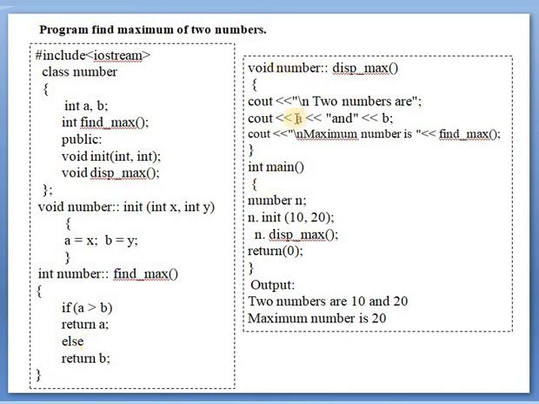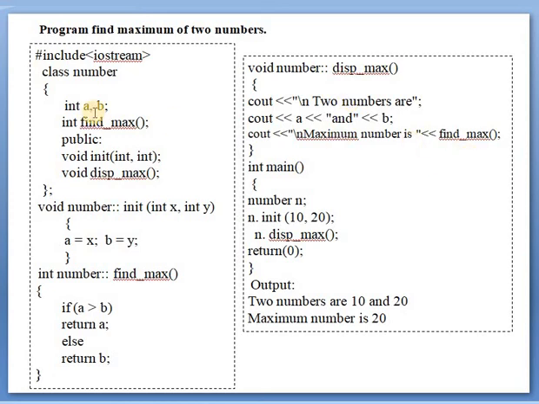Now void Number, here we are defining the display function, the displaymax function. So here the 2 numbers are a and b. Now the maximum number is here. findmax is a function called inside another member function. So it is a nesting of member functions.